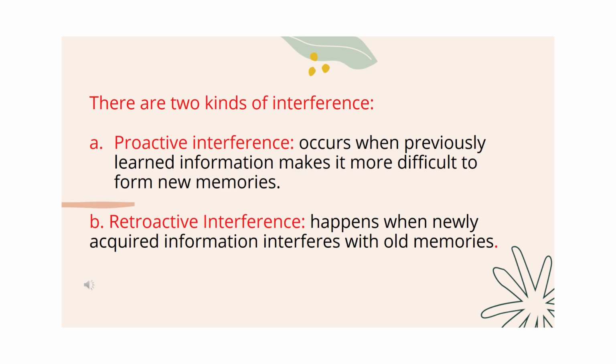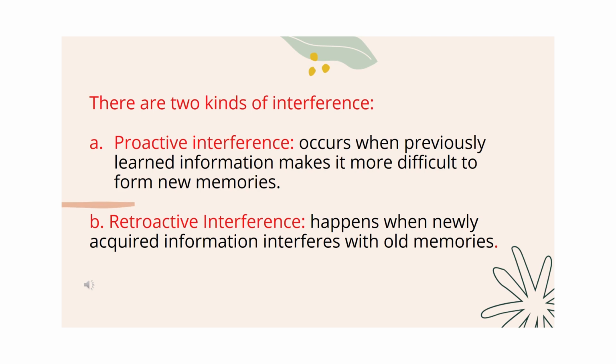So when we say naman retroactive interference, it happens when newly acquired information interferes with old memories. So for example dito, a teacher learning the names of her class of students at the start of a school year might find it more difficult to recall the names of the students in her class last year. So dito naman sa retroactive interference, mas natatandaan yung bagong information at yung nakakalimutan na is yung old memories or information.